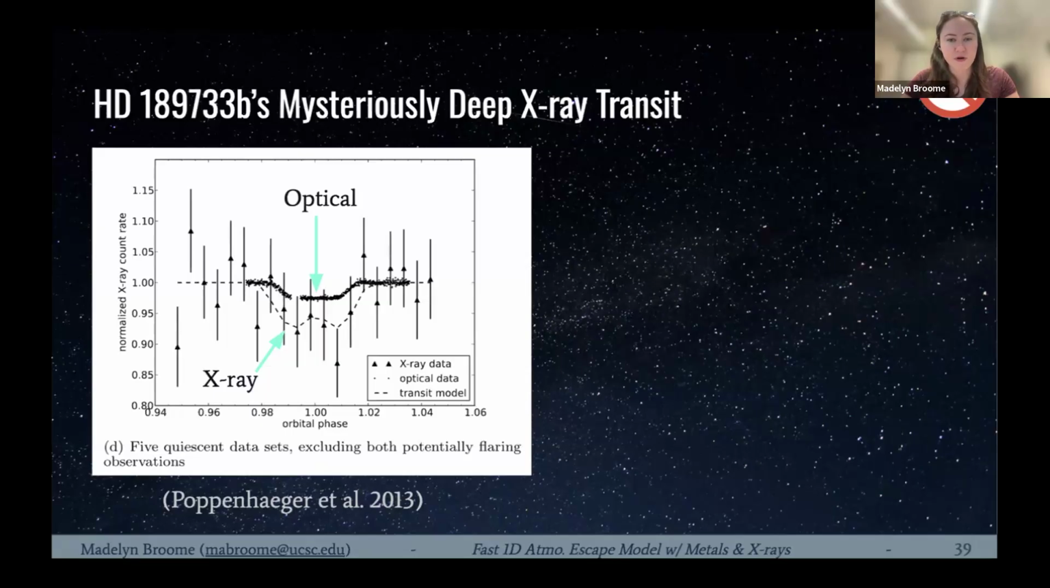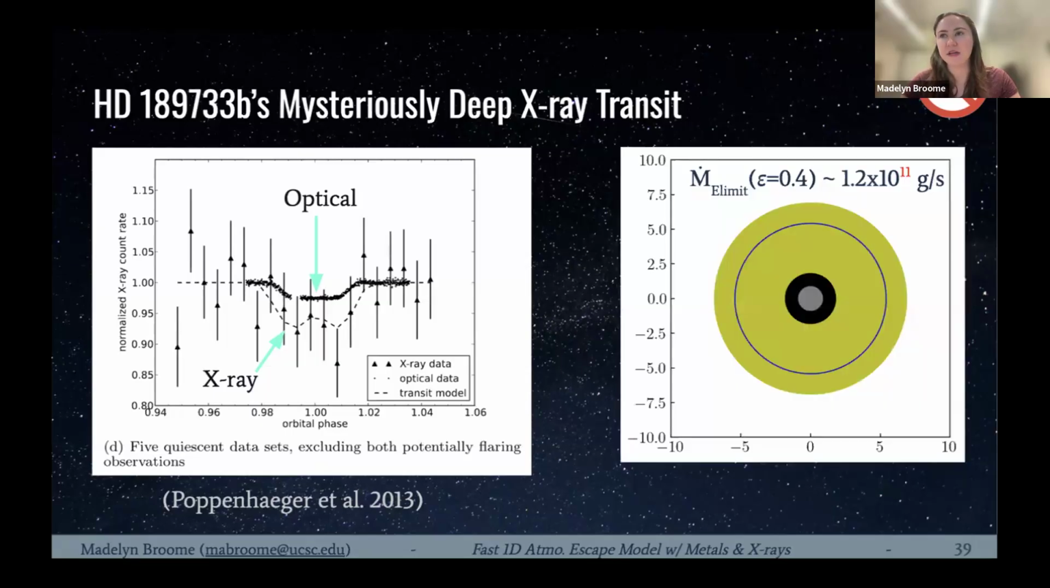And early on, this paper identified that, well, that could easily be atmospheric escape. This planet is at 0.03 AU. It should probably be undergoing atmospheric escape. And so they did an order of magnitude estimate using the energy limited mass loss rate. And they said, well, probably to get a tau equals 1 surface to slant path XUV photons to be as large as we need to obscure 6 to 8% of the star, we're going to need this huge mass loss rate of 10 to the 11 grams per second.